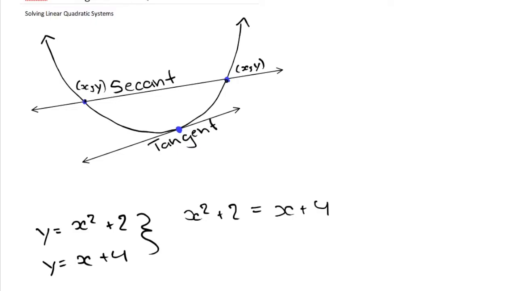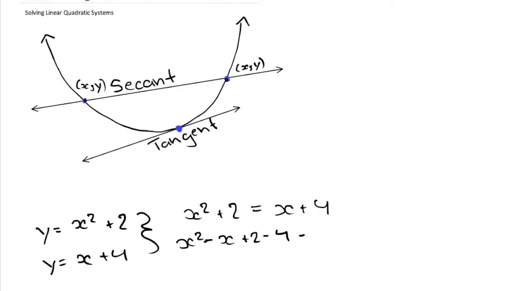So when I do that, I'm going to bring x plus 4 to the left side, and I can write x squared minus x plus 2 minus 4 is equal to 0. Oh, sorry, that looks like a 6, doesn't it? Now I'm going to simplify the left side even further and write x squared minus x plus 2 minus 4, of course, is minus 2, is equal to 0.